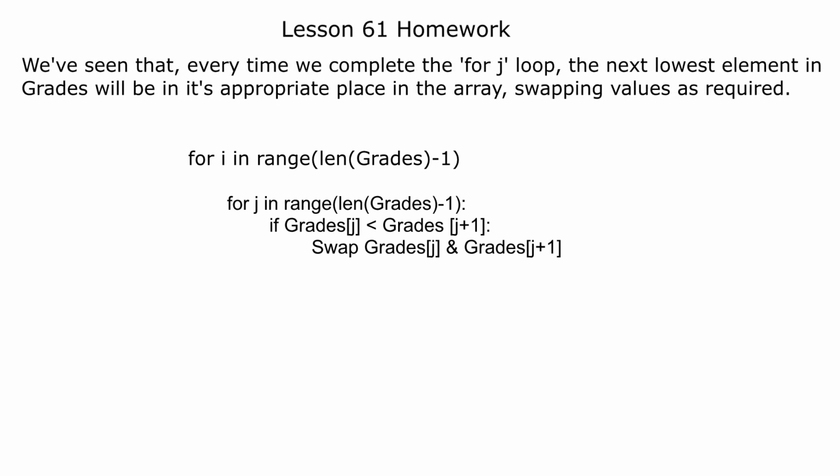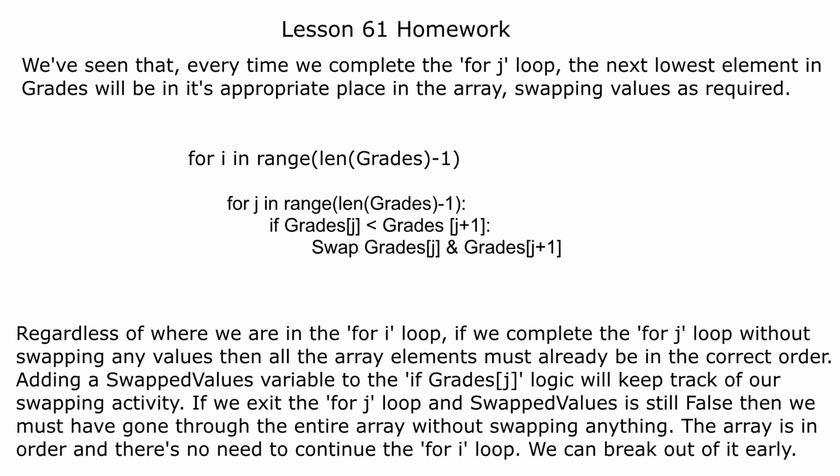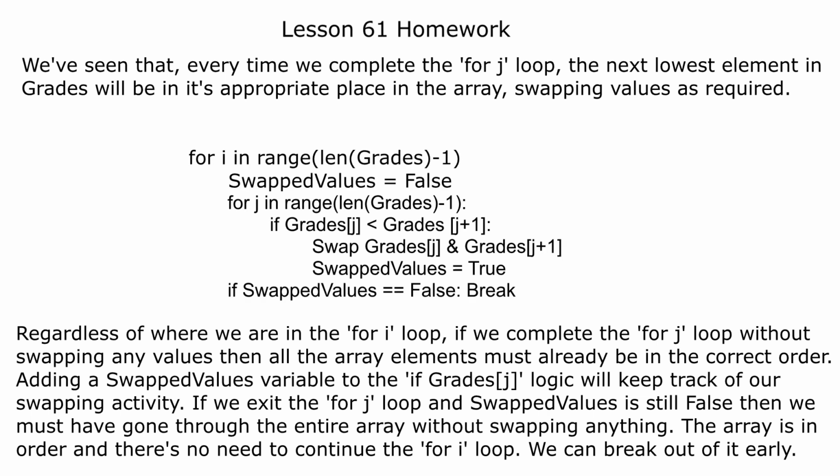We've seen that every time we complete the for-j loop, the next lowest element in grades will be in its appropriate place in the array, as we swap values as required. Regardless of where we are in the for-i loop, if we complete the for-j loop without swapping any values, then all the array elements must already be in the correct order. Adding a swapped values variable to the if grades[j] logic will keep track of our swapping activity.